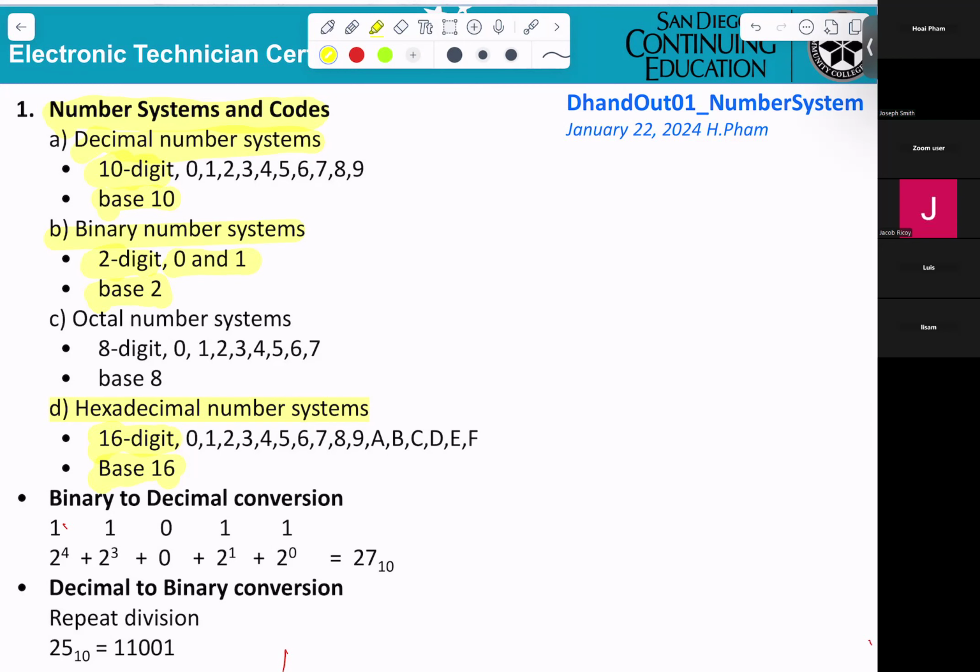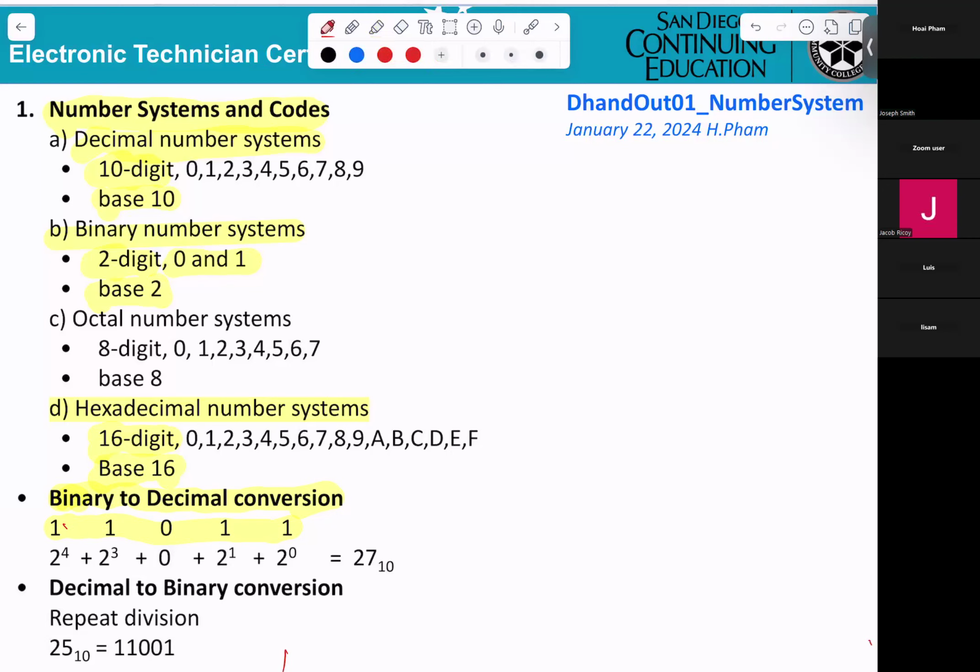Okay? Now, we will be doing binary conversion. If they give you binary, we don't know anything about binary. The only thing we know is decimal. So that's why you have to know how to convert things. Binary to decimal.